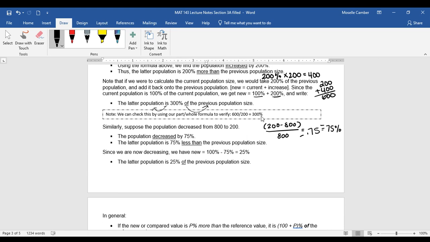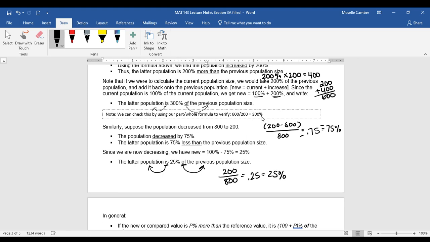So using what we have here, the new is the current plus the increase. Instead, it's going to be the current minus the decrease. So you have the current, which is 100%, minus the amount that we're decreasing, which is 75%, and we have 25%. So the latter population is 25% of the previous population size. Again, is the latter, of is the previous. So the latter population is 200, the previous population is 800. This would give you 0.25, which is 25%.